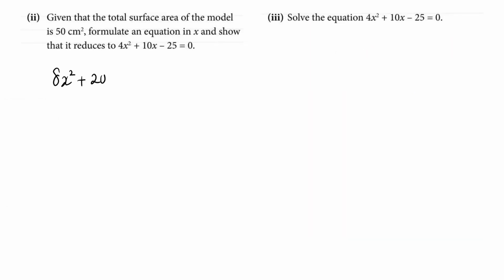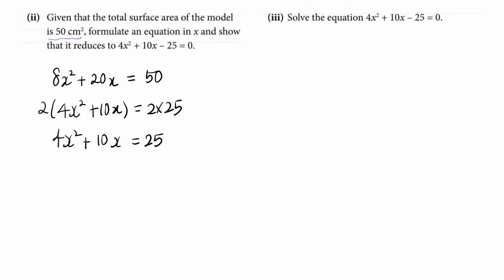Right, so look at part 2. You're given that the total surface area of the model is 50 cm squared. So what we can do is we can just equate. We have already found the total surface area in terms of x to be 8x squared plus 20x. Just equate it equal to 50. You can factorize 2 out on both sides of the equation, and you end up getting 4x squared plus 10x equals 25.